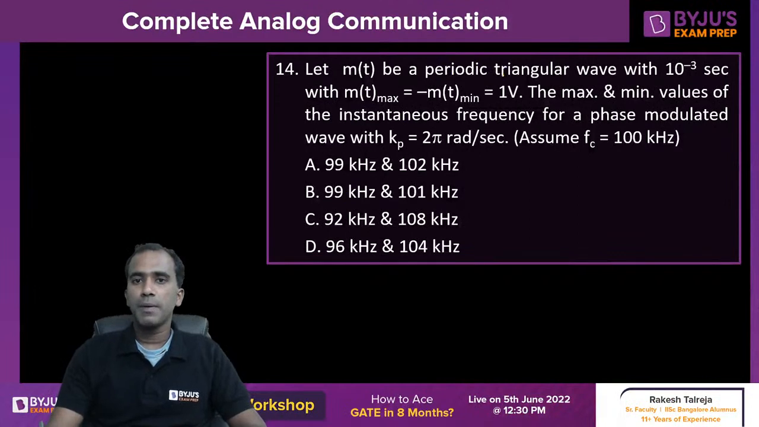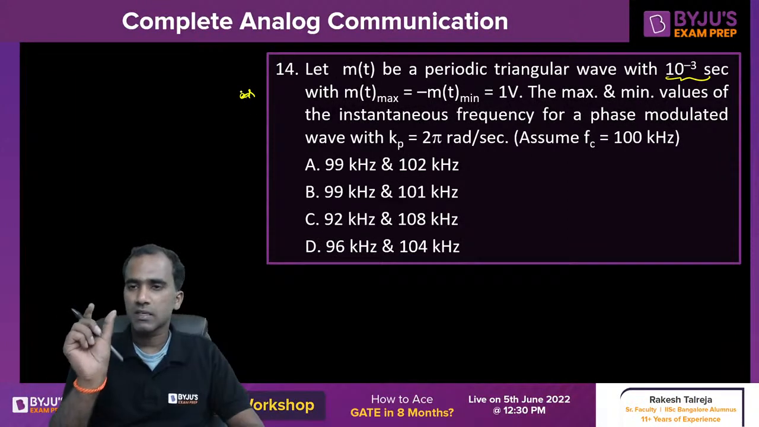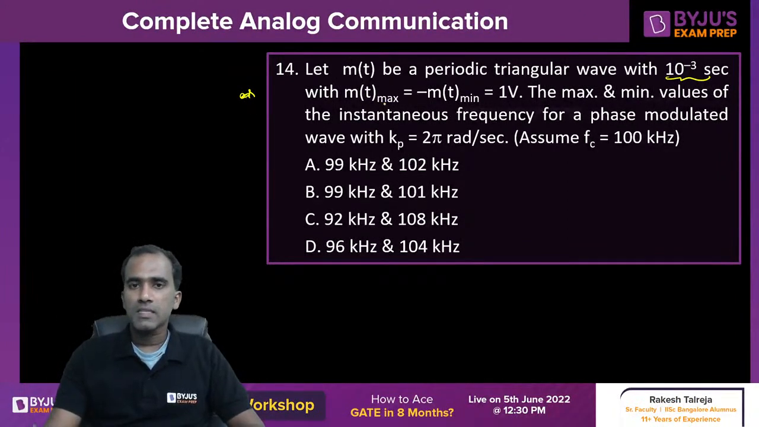Let m of t be a periodic triangle wave with 10 power minus 3 seconds as the time period. The minimum amplitude and maximum amplitude are minus 1 and 1. That means m of t minimum is minus 1. What are the maximum and minimum values of instantaneous frequency for a phase modulated wave with phase sensitivity Kp given?